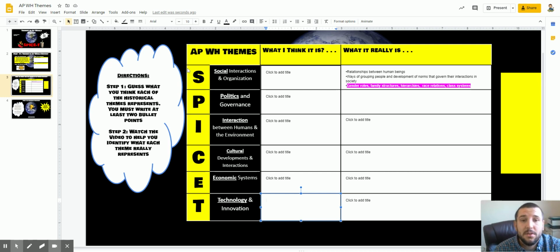S stands for social interactions between human beings in world history, or in history, period. So it is like, what is somebody's gender role in society? How are family structures set up? How do they socially interact with each other? How are different hierarchies of interactions between people set up?